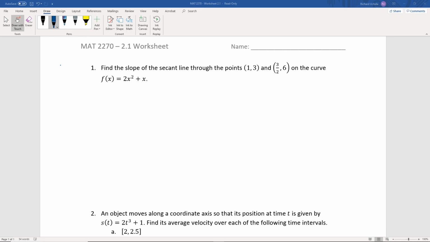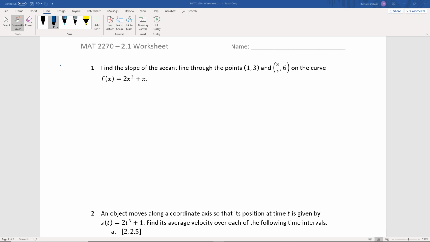In this video, I'll go over the solutions for the 2.1 worksheet. Now for number 1, you're to find the slope of the secant line through the points (1, 3) and (3/2, 6) on the curve f(x) = 2x² + x. For this one, I actually did give you the y value, so in some ways I didn't even need to give you the function.